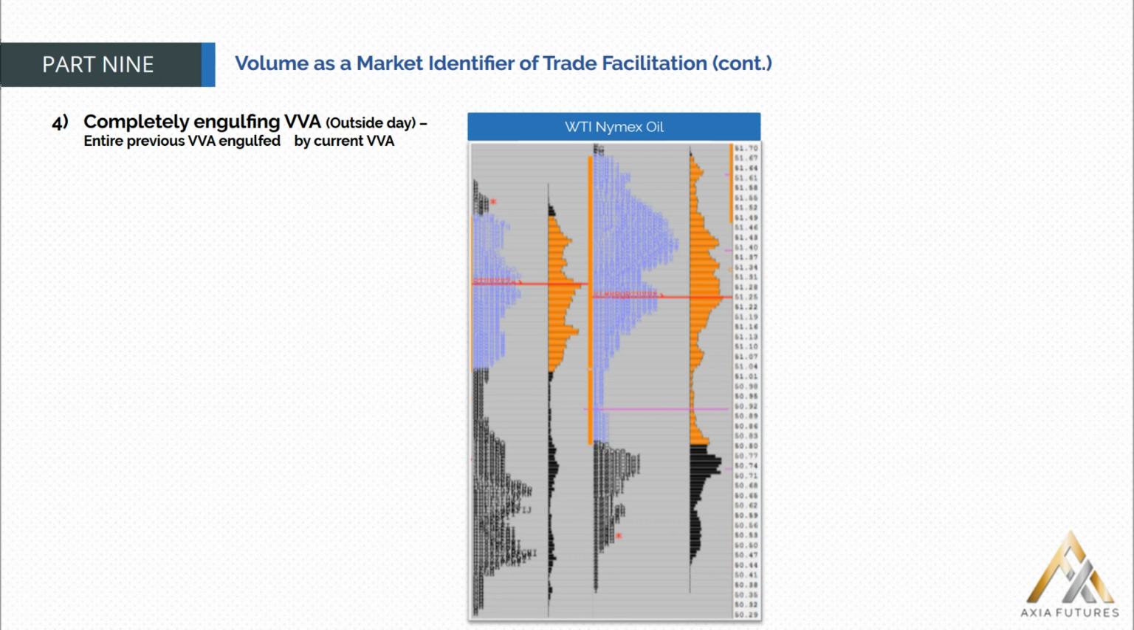Then our last and most convicted of the 4 value areas is where we get a complete engulfing value area. Now in this example, you can see illustrated with the orange, the volume on the current day, or where 70% of the volume is dispersed, completely engulfs where 70% of the volume was dispersed on the previous day. Now again, this is not necessarily indicative of a very strong trend, but it is indicative of a pickup in volatility. And it's this volatility that we want to pay attention to, because remember, volatility equals opportunity.